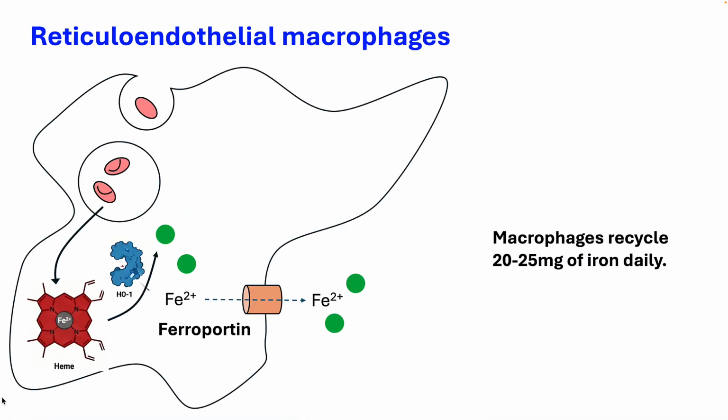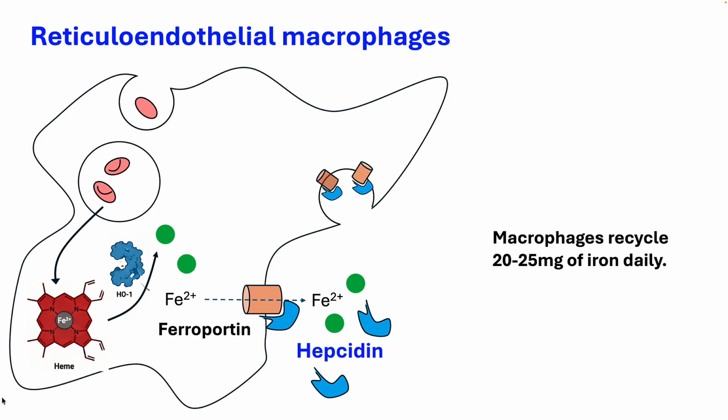The second source of iron is from macrophages. These are iron recycling plants, clearing around 20 to 25 milligrams of iron daily. Macrophages constantly phagocytose senescent red blood cells, breaking down the hemoglobin and recycling iron back to the plasma via ferroportin. When hepcidin levels are high, it also destroys the ferroportin on these macrophages as well.